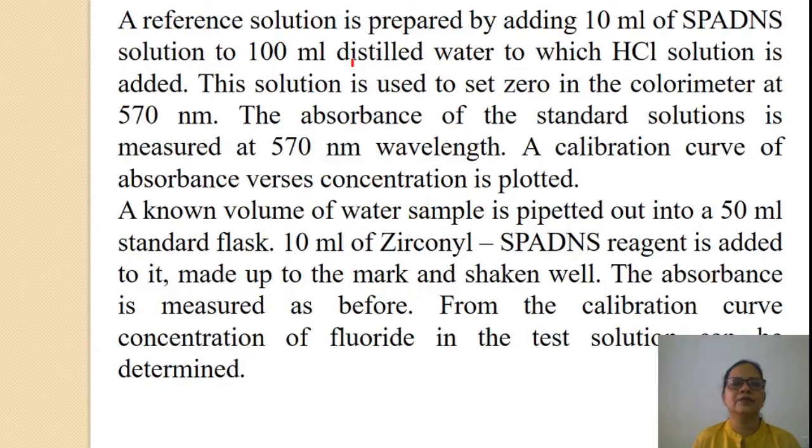Then a reference solution is prepared by adding 10 ml of SPADNS solution to 100 ml of distilled water, to which hydrochloric acid solution is also added. So this is a reference solution or the blank solution we call. And this solution is used to set zero in the colorimeter. Colorimeter is an instrument which is used to measure the absorbance of light of the solutions. So the measurement is based on the color. That's why the instrument is called colorimeter.